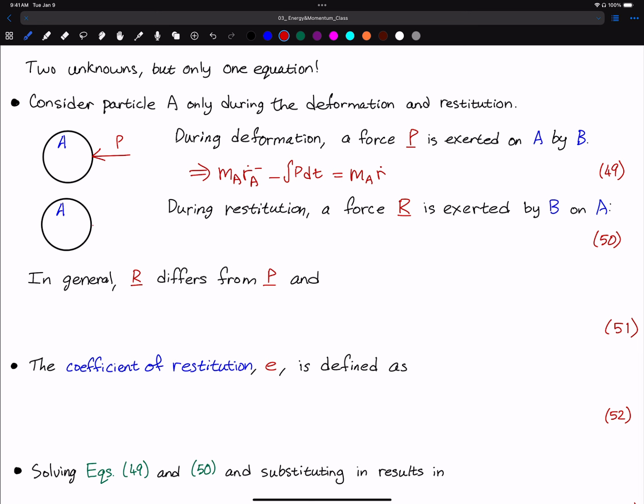And then during the restitution, we're going to have, starting off with m_A, some force. We'll just write it here as R acting on the particle. This is going to be m_A for linear momentum, m_A ṙ minus the integral R dt equal to m_A ṙ_A plus.